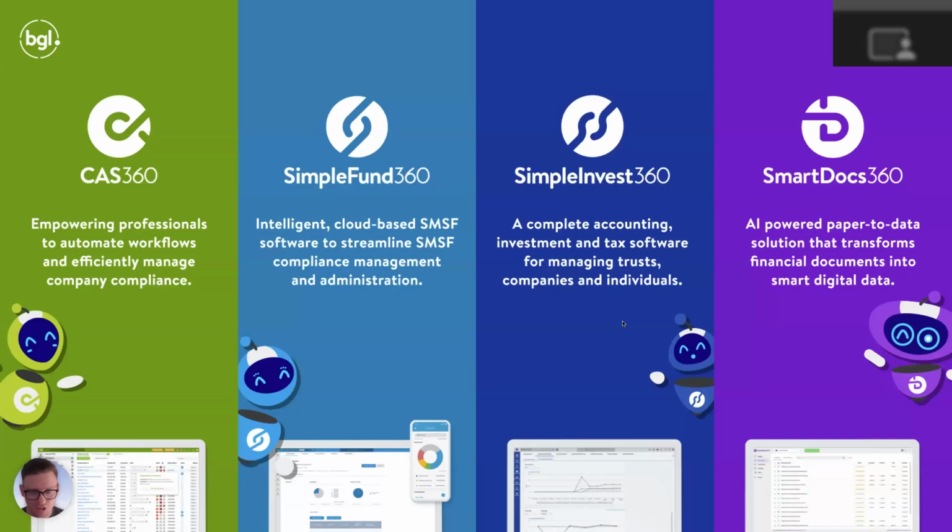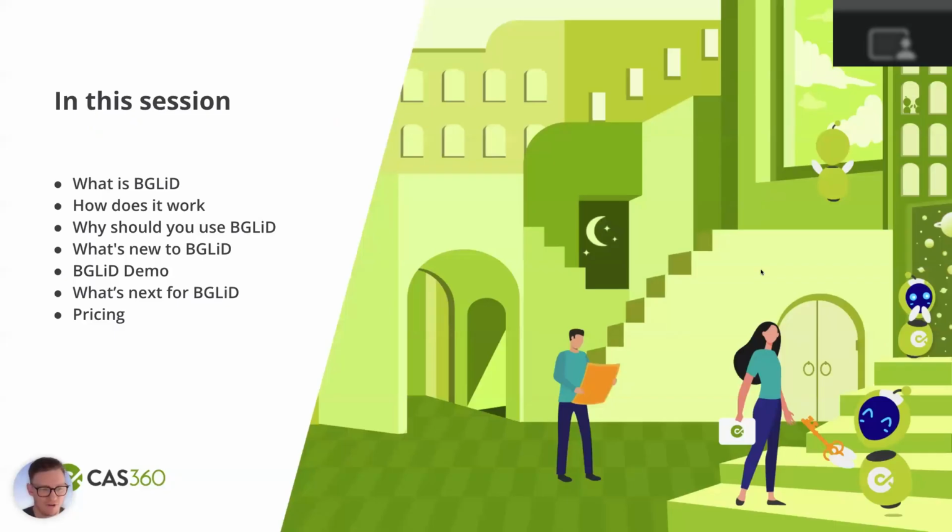So before I get started, just to talk a little bit about BGL's other products. Obviously CAS 360, which many of you will be connecting or connected to for BGLiD for our company compliance, company secretarial work, Simple Fund 360 for our SMSF administration, Simple Invest for all of our investment portfolios, and the newest product, Smart Docs 360, which is an AI-powered paper-to-data solution that you should check out and have a look at.